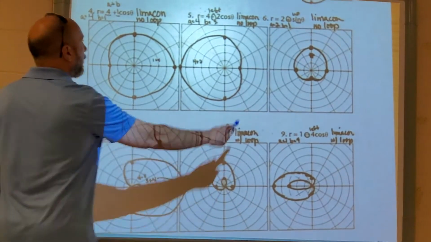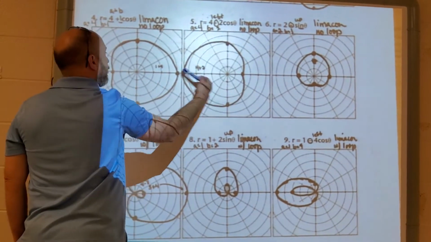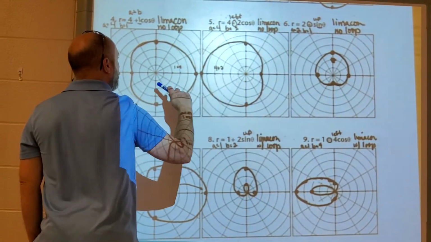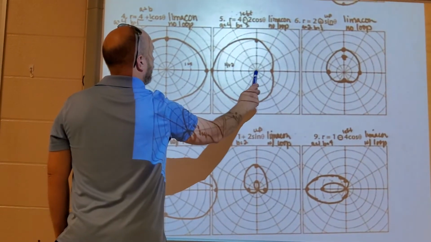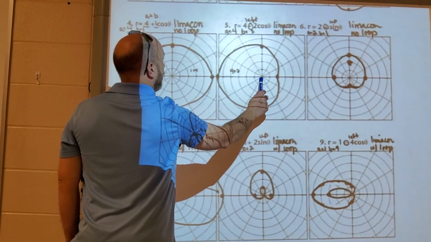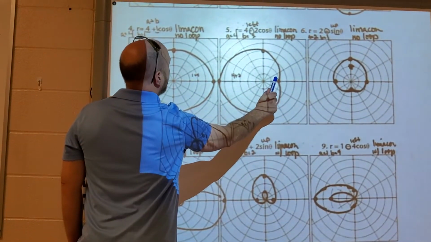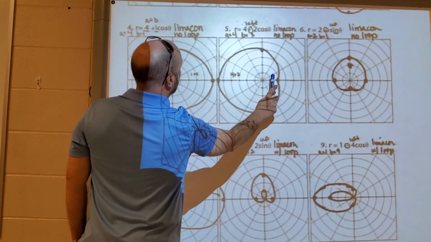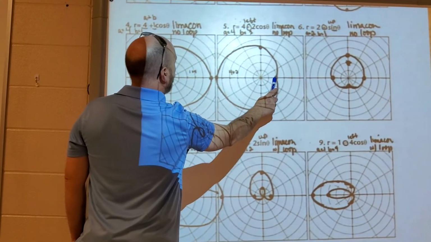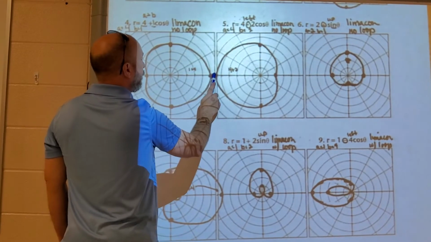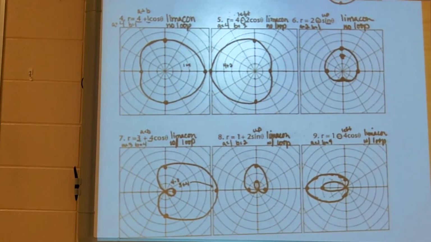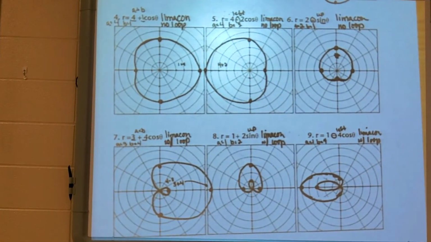Same thing here, except now we have negative, so it goes this way. It's cosine, so it's on the x. Goes this way. Okay? So you have, what is it, 2 and 4, so this should be 2. And then 4 plus 2 should give you 6.